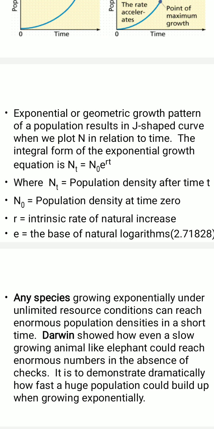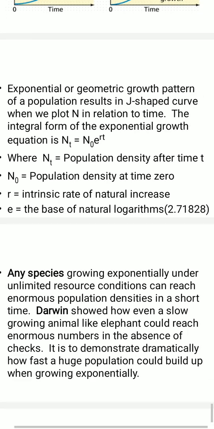Any species growing exponentially under unlimited resource conditions can reach enormous population density in a short time. Darwin showed how even slow growing animals like elephants could reach enormous numbers in the absence of checks. It is to demonstrate dramatically how fast a huge population could be built up when growing exponentially.